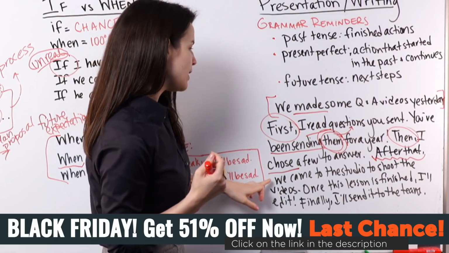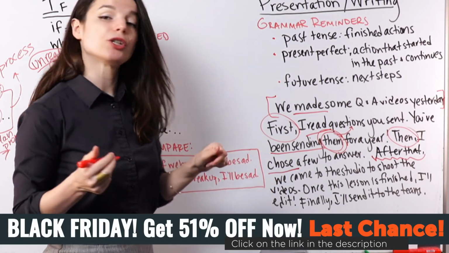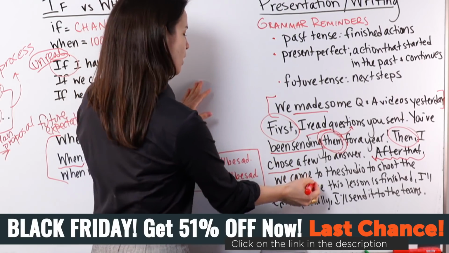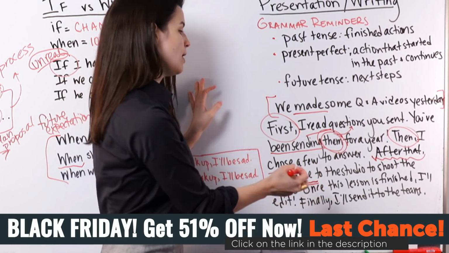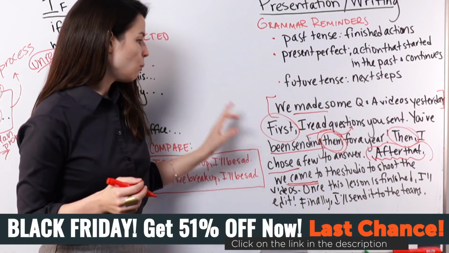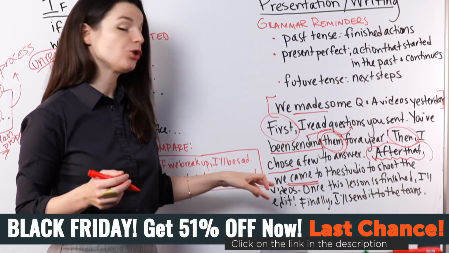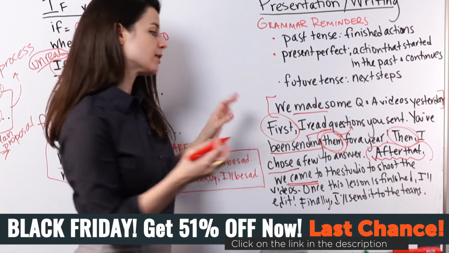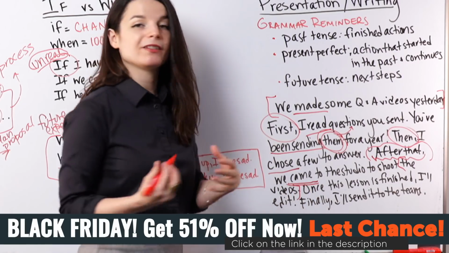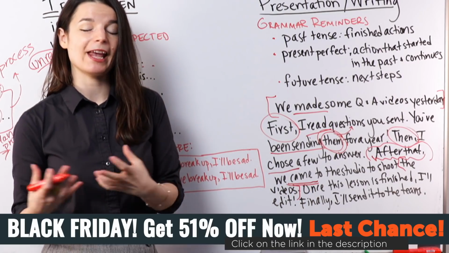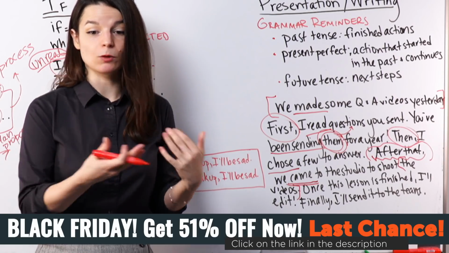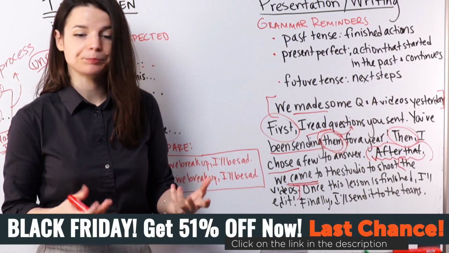After that, we came to the studio to shoot the videos. After that, we came to the studio. Here's my past tense. My connection, my sequence word, is right here. After that, we came to the studio to shoot the videos. I've included the videos here just to be specific. I could say we came to the studio to shoot, but I want to be specific. What did we shoot? The videos.